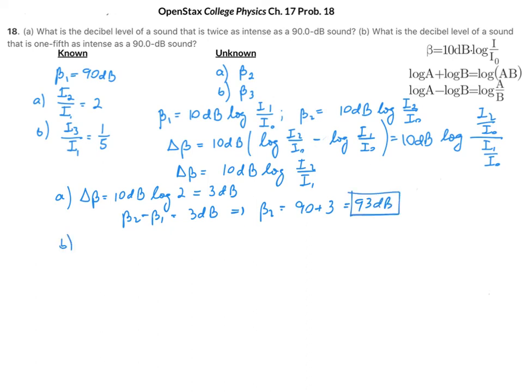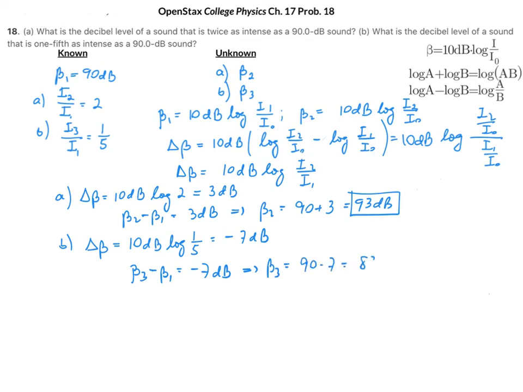In part B, we solve for delta beta, and that will be 10 decibels log of 1/5, which is negative 7 decibels. So beta 3 minus beta 1 is negative 7 decibels, meaning that beta 3 will be 90 minus 7, or 83 decibels.